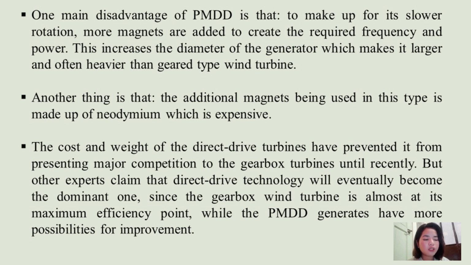And the cost and weight of the direct drive turbines have prevented it from presenting major competition to the gearbox turbine until recently. But other experts claim that direct drive technology will eventually become the dominant one, since the gearbox wind turbine is almost at its maximum efficiency point, while the PMDD generators have more possibilities for improvement. Which means that instead, the rotor shaft is attached directly to the generator, which spins at the same speed as the blades. They work by connecting the rotor directly to the generator to generate electricity.